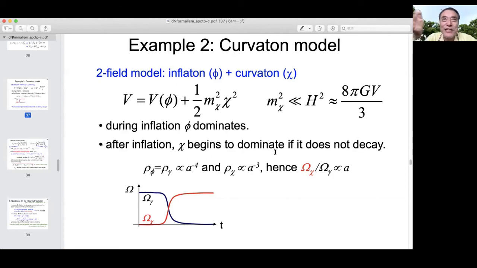So at a certain point, this delta phi, the fluctuation of the scalar field, should affect the total energy density of the universe somehow. That's an assumption, something you need. Otherwise, if it is completely subdominant all the time, you can never give any influence to the curvature perturbation, right?